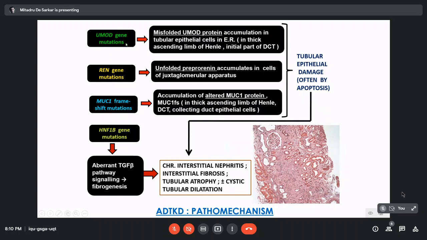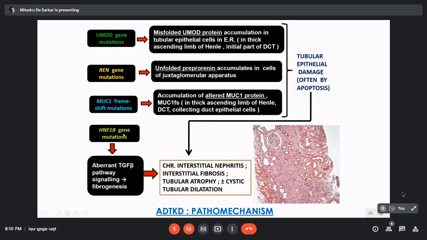cystic dilatation. So in the case of UMOD mutation, you have misfolded uromodulin protein which accumulates within the tubular epithelial cells in sites like the ascending limb of the loop of Henle as well as the first part of the DCT. In the case of renin gene mutation, you have the pre-pro-renin precursor, which is unfolded and abnormal and accumulates in the cells of the JG apparatus. In the case of the MUC1 mutations, you have this altered MUC1 protein known as MUC1-FS, which accumulates in the DCT, collecting duct, and in the thick ascending limb of the loop of Henle.